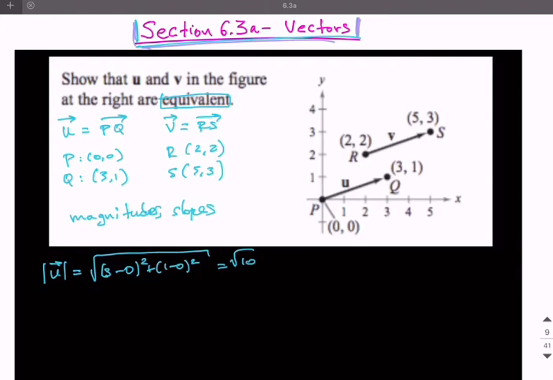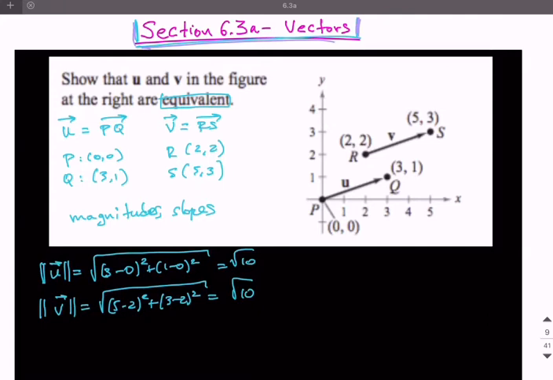Similarly, I need to make sure that I use two lines for the magnitude, sorry. Some people use 2, some people use 1, so I might change. So the magnitude of vector v is going to be the distance of RS, so it's going to be 5 minus 2 squared plus 3 minus 2 squared, and again it's square root of 10. So they have exactly the same magnitudes.